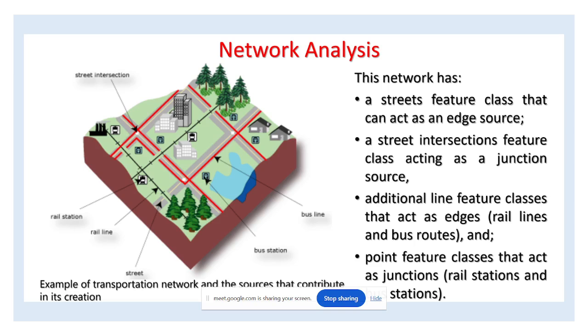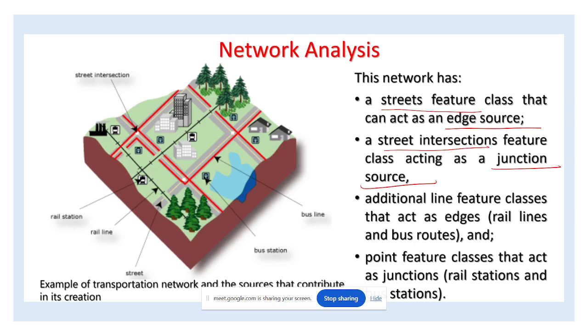the streets are the edge source and the intersection. Okay, anyway. So the street features represent the edge source. The street intersections represent the junction source when you classify them as network sources. So edge source is the street, the junction source is the street intersection.